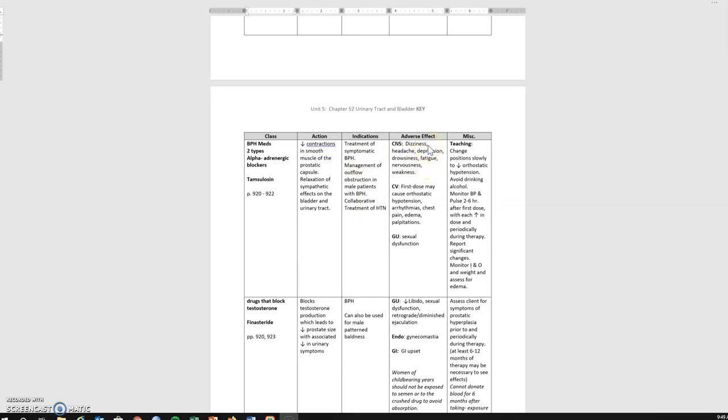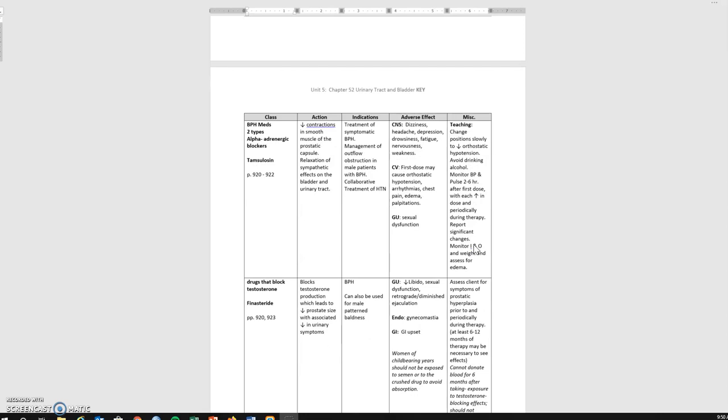Patients may develop some central nervous system effects such as dizziness and headache, but the first dose may have an orthostatic hypotension effect, so patients should be taught to change positions slowly to avoid that, and it happens particularly with the first dose. So anytime you increase the dose or change the dose, then the blood pressure and pulse need to be monitored for 2 to 6 hours after that dose, because that patient will again become prone to orthostatic hypotension.